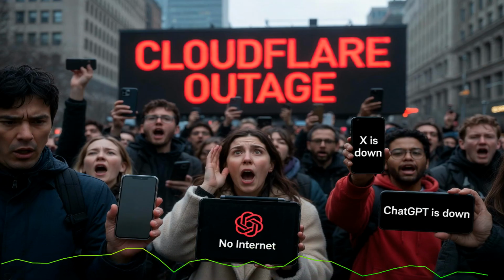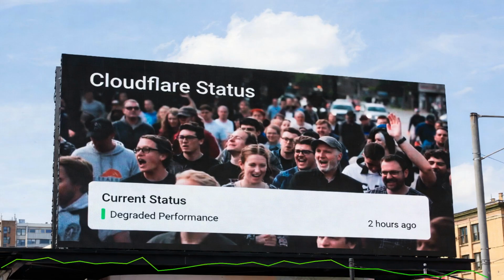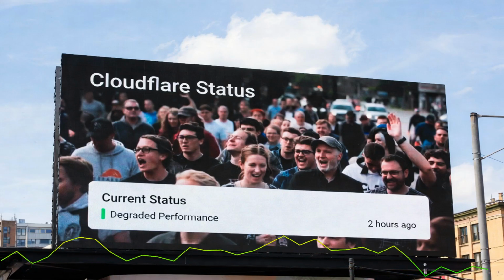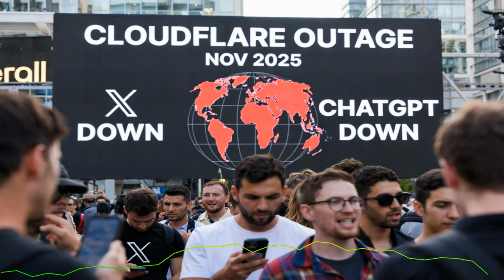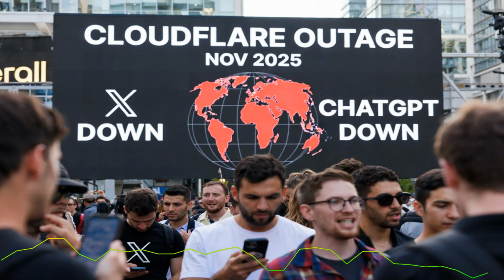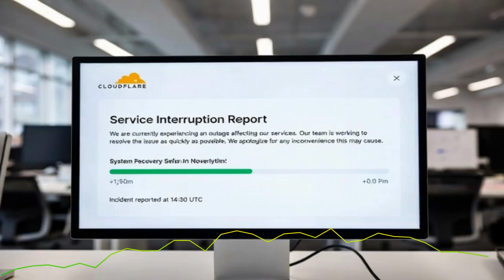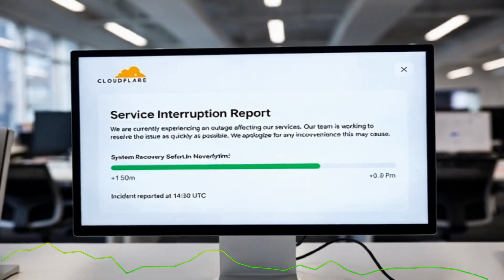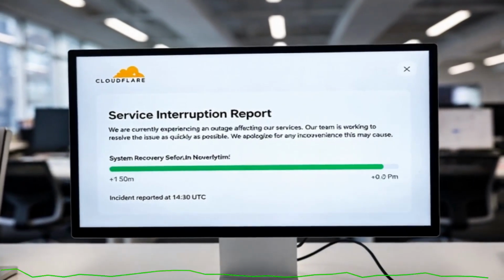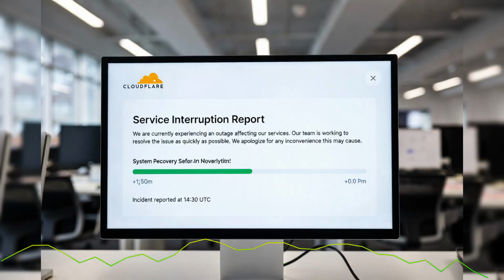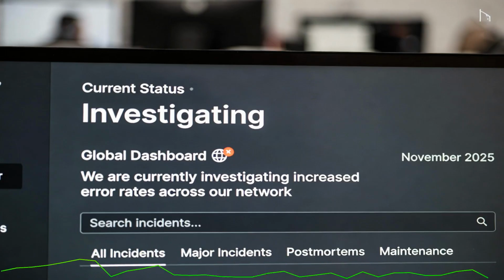Cloudflare's engineering team initiated a scheduled migration of their core configuration management database. This is the system responsible for storing your DNS records, your WAF rules, and your worker scripts. They were moving from a legacy sharding strategy to a new dynamic partitioning scheme designed to handle higher write throughput. At 1345 UTC, the migration scripts began executing.